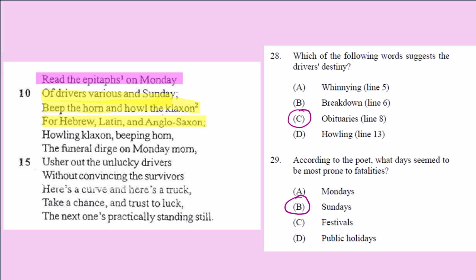And then for Monday, what does it talk about? It talks about reading the epitaphs. The epitaph is a writing about a dead person, like on the grave. So we're reading the epitaphs on Monday. It also talks about the funeral dirge on Monday morn. So if there's a funeral on Monday morning, by the way, the dirge is like a funeral hymn that's happening on Monday morning. So the deaths must have taken place on Sunday.